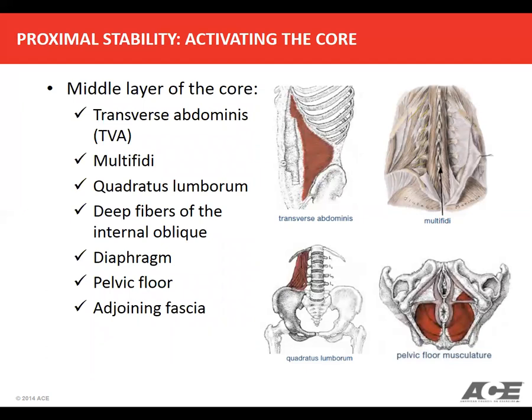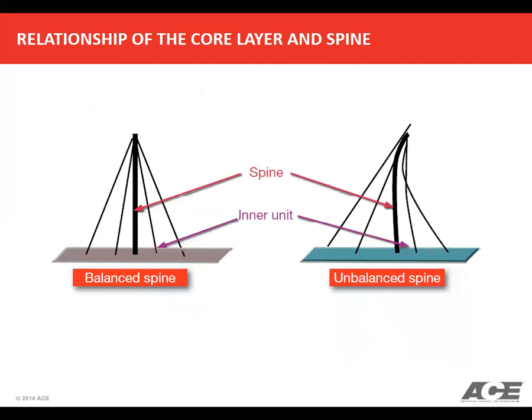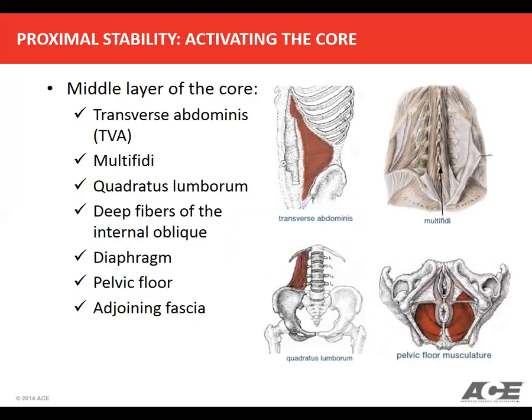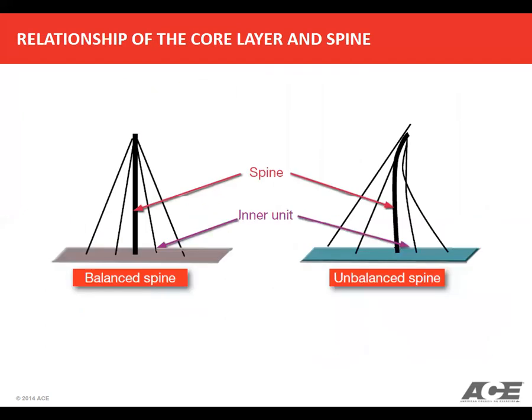Proximal stability, or if you think of core stability, these are the muscles involved. So transverse abdominis, multifidus, quadratus lumborum, deep fibers of the internal obliques, diaphragm, pelvic floor, adjoining fascia. Again, these, along with your other core muscles such as your abs and obliques, will help with core stability.